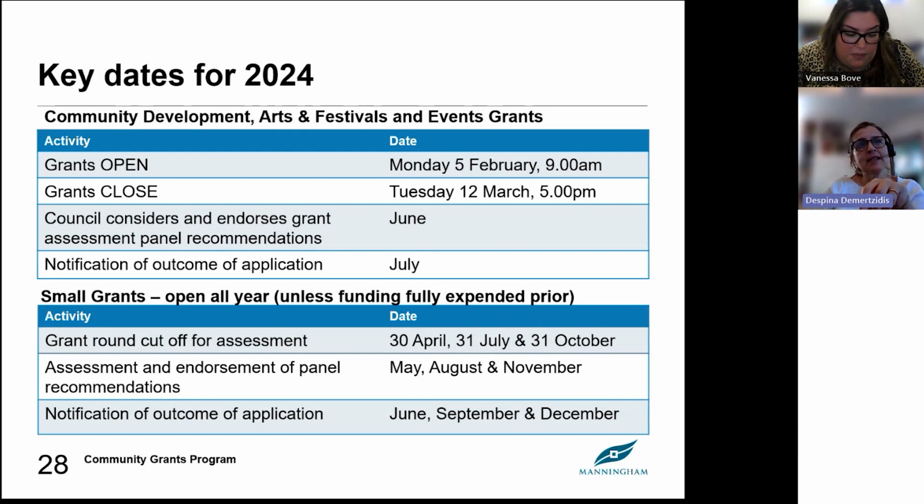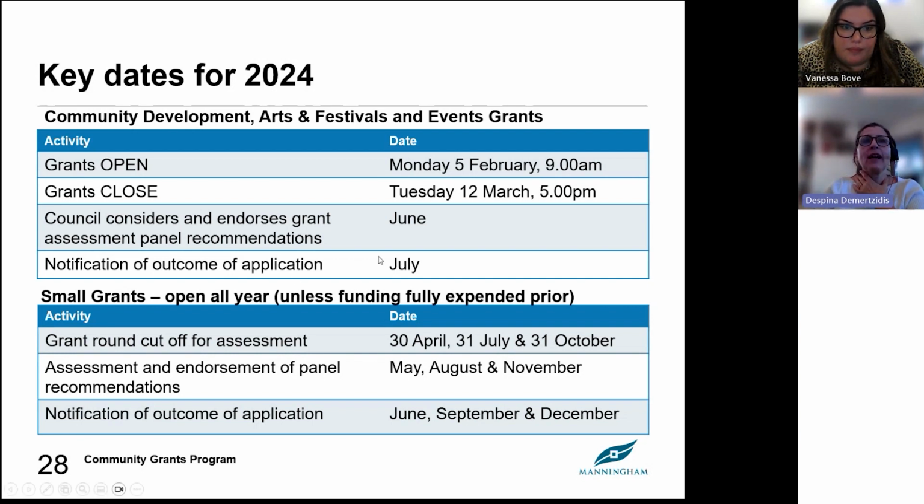They will be assessed and reviewed and recommended by our community grants assessment panel. That panel is comprised of 2 Manningham senior officers and 3 community members. So it's actually community members as well. The majority of the panel is community members assessing your grants. It'll go to panel in June, and recommendations will be made at the end of June to council for funding. You'll be notified in July if you're successful.